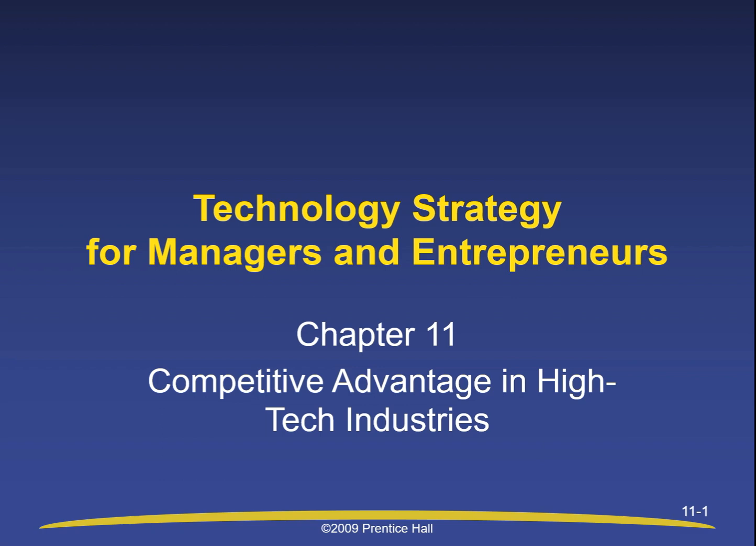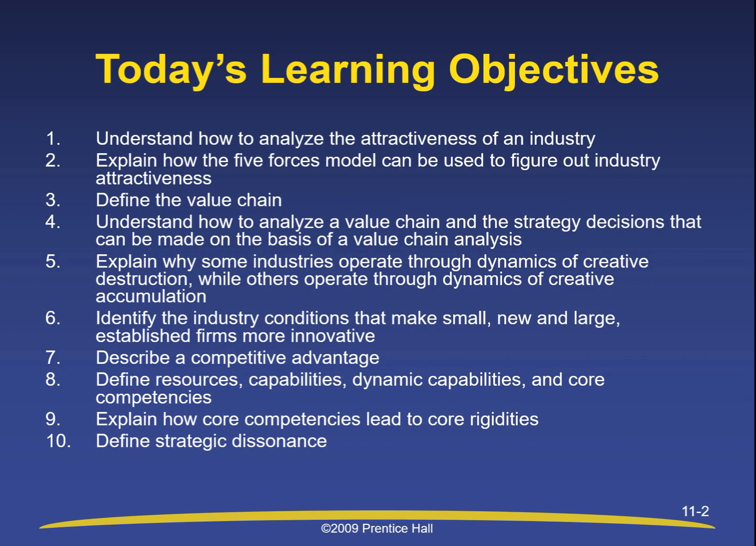Welcome to Chapter 11, Competitive Advantage in High-Tech Industries, taken from our main topic, Technology Strategy for Managers and Entrepreneurs. Today's learning objectives: understand how to analyze the attractiveness of an industry, explain how the 5 forces model can be used to figure out industry attractiveness, define the value chain, understand how to analyze a value chain, and the strategy decisions that can be made on the basis of a value chain analysis.